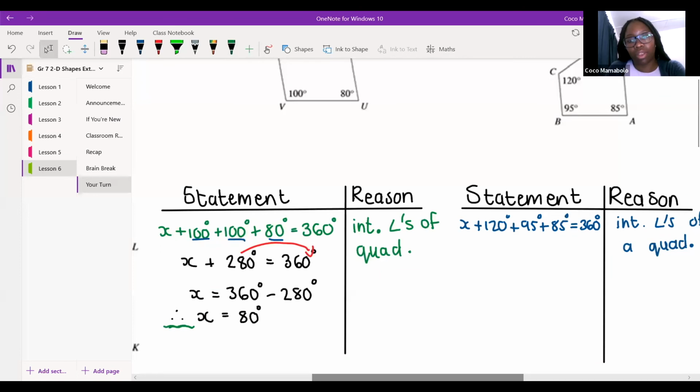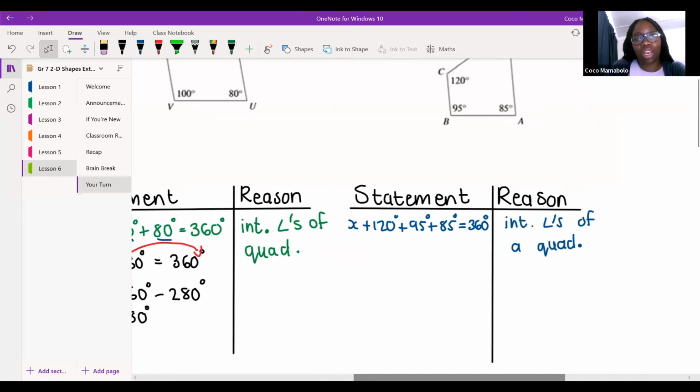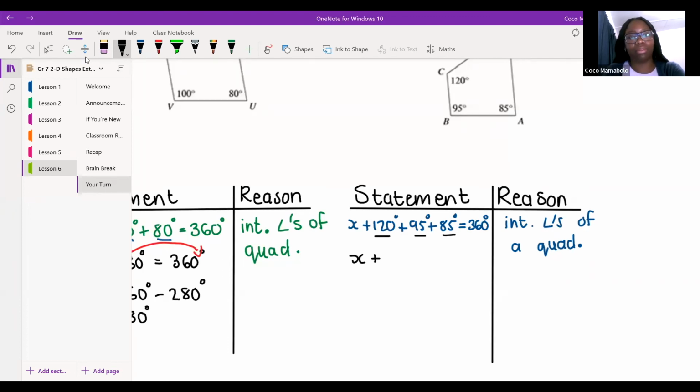My therefore always comes at the end of my answer. So now I want you guys to grab your calculator, add for me 120 plus 95 plus 85 and give me an answer, please. Because next I'm going to have x plus something. What is that something? Masichaba says 300 degrees. Mivuyo says 295. Ooh. Which one is it?